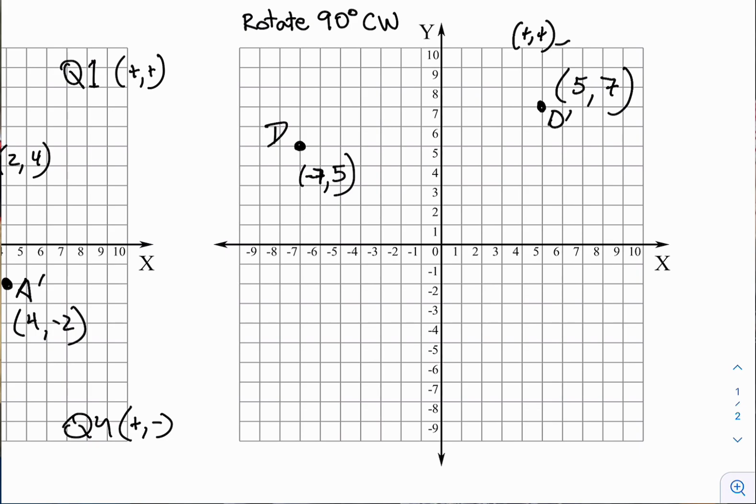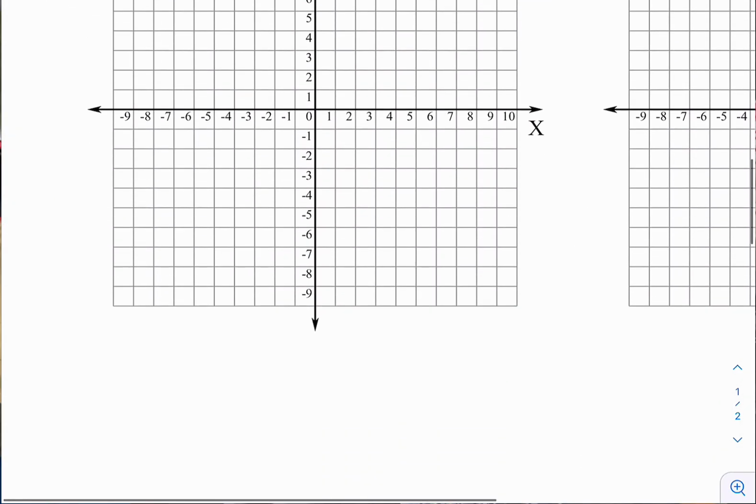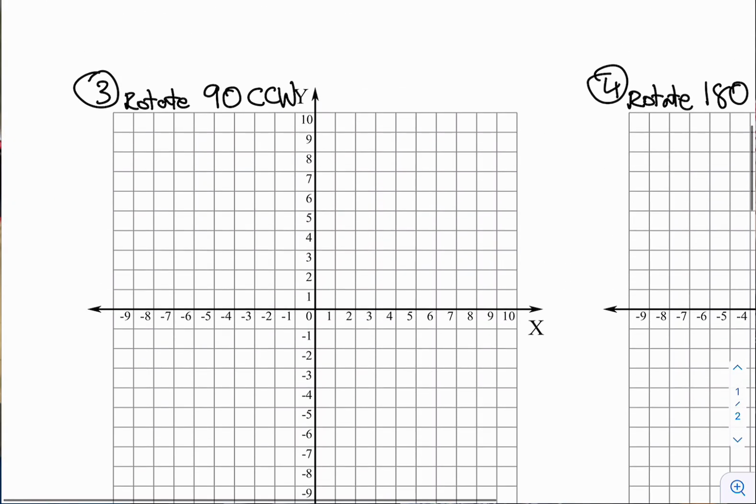So it's always good to double check and make sure we put it in the right spot. Let's try another one here, for example. What do we got down here? Rotate 90 degrees counterclockwise. So let's put a point down here, Z. Okay, so now the coordinates for this one, I'm at -4 and -3. If I'm going counterclockwise, I'm going this direction.